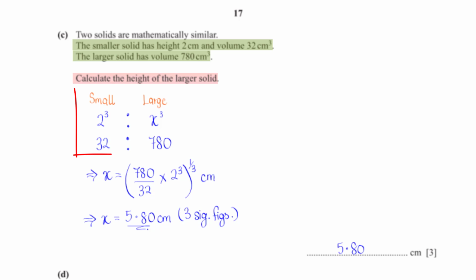First off, let's set up our ratio. Since we are dealing with volume, we need to cube our scale. And so when we make x the subject, we get 780 divided by 32 times 2 cubed, all raised to the power 1 over 3 centimeters. And when we type this into the calculator, we get x equals 5.80 centimeters, correct to 3 significant figures.